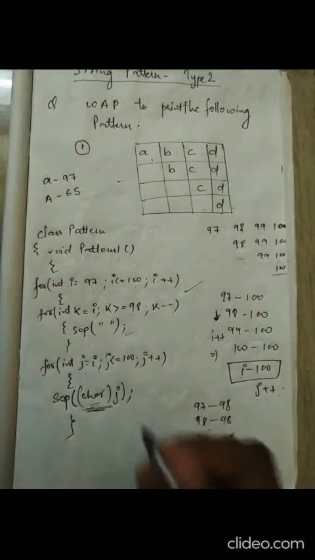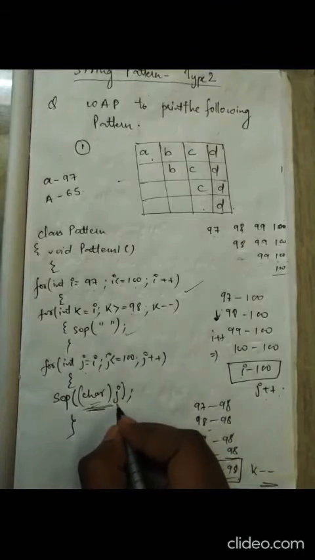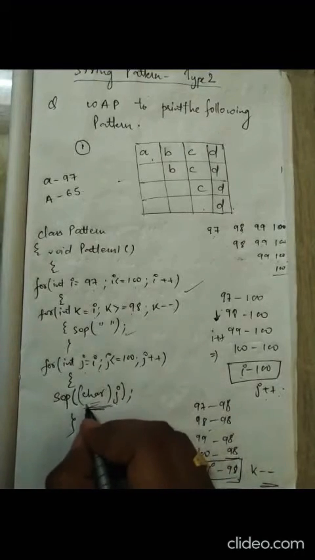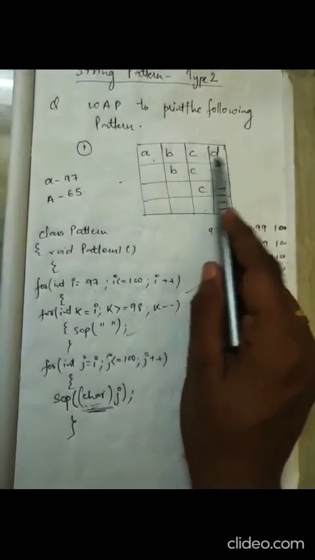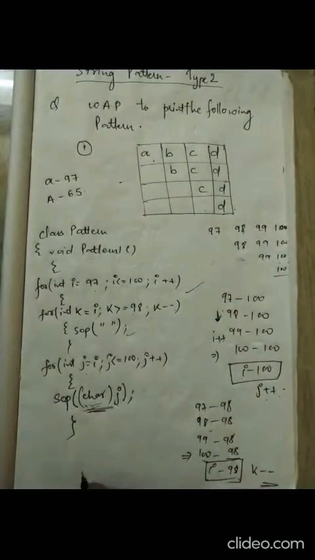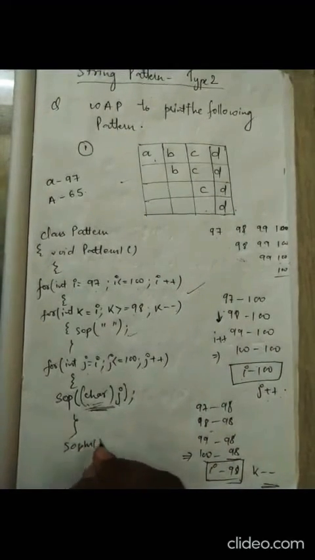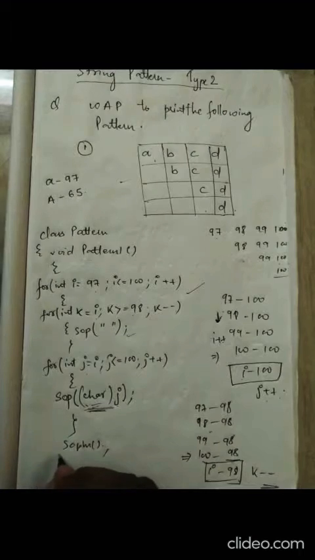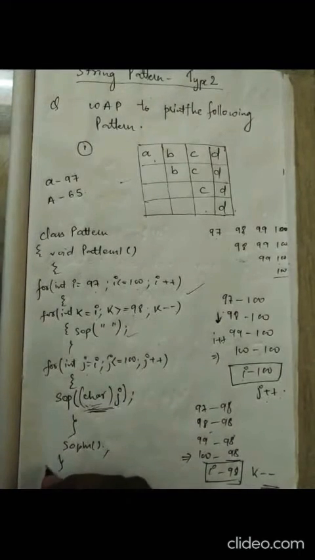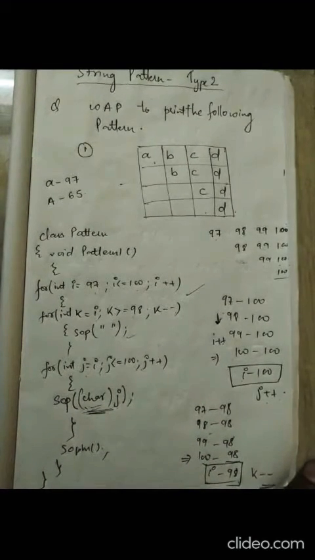So you are forcefully converting the J value into a character and printing it. This is how ABCD will be printed on the screen. Clear? Then we write SOPLN, close the method, close the for loop of I, and close the for pattern 1. Clear? The next one we will do.